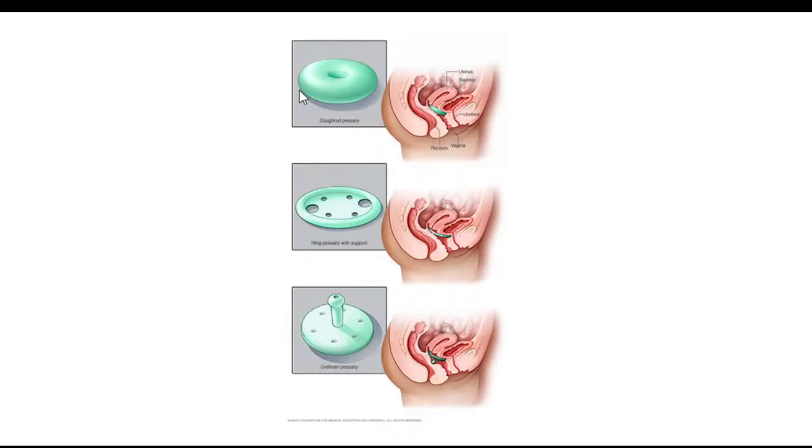Different types are commercially available, like donut types or membrane types, or this Hodge type of pessary, which can be inserted in the vagina to support the vagina in case the cardinal ligaments are overstretched or torn.